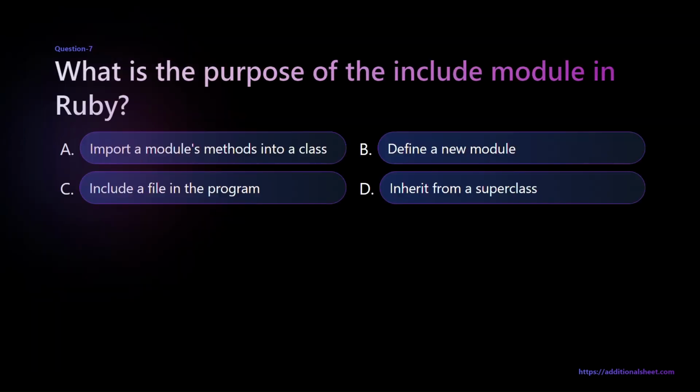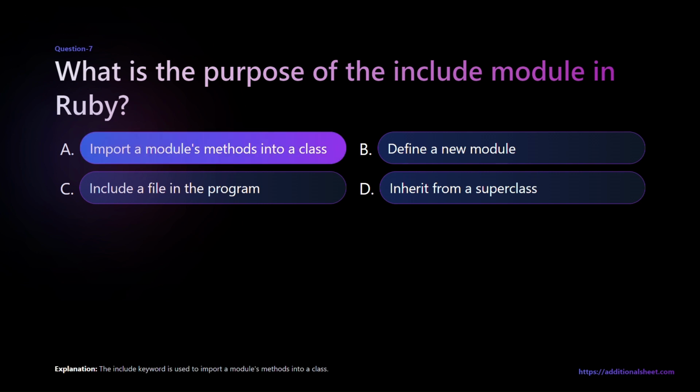What is the purpose of the include module in Ruby? Option A, import a module's methods into a class. Option B, define a new module. Option C, include a file in the program. Option D, inherit from a superclass. The correct answer is option A, import a module's methods into a class.